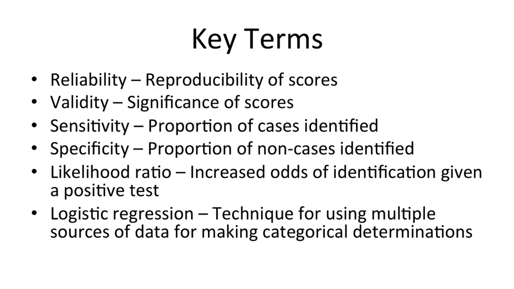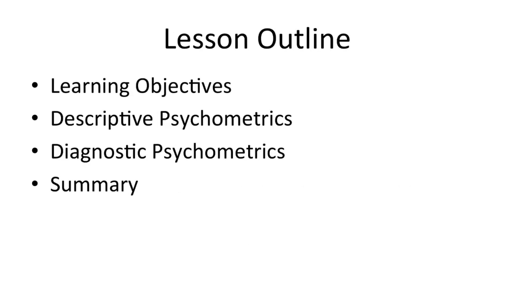Likelihood ratio is something that's very useful that you'll find that you can do if you know your sensitivity and specificity. You can do a little bit of mathematical trickery and get something that can be very useful in clinical work. And logistic regression. I'm not going to speak broadly of logistic regression, but I'm going to target it more towards what you would be able to do in a prediction setting, such as neuropsychology.